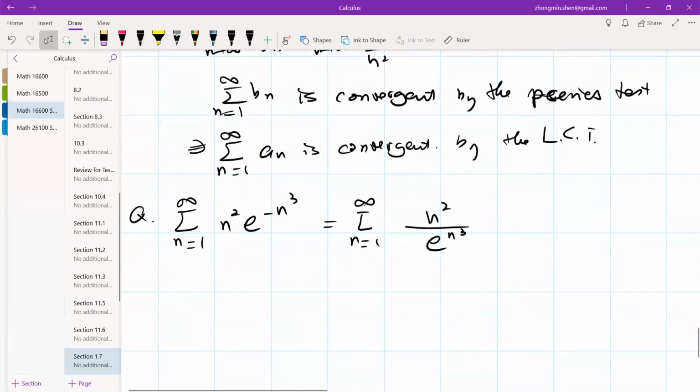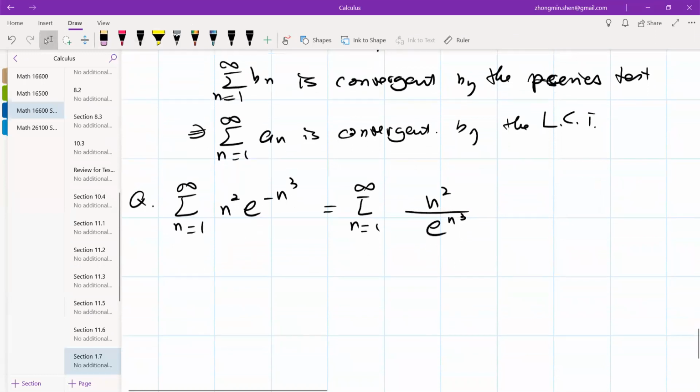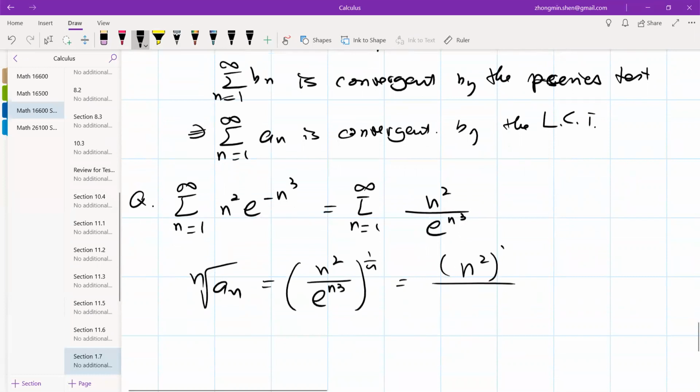You can use a ratio test, because it's e to a certain exponential function there, but that exponential function is quite different, not just e to the n. It's e to the n cubed. I prefer the root test. So the nth root of an is going to be n squared to the 1 over n, over e to the n cubed to the 1 over n.